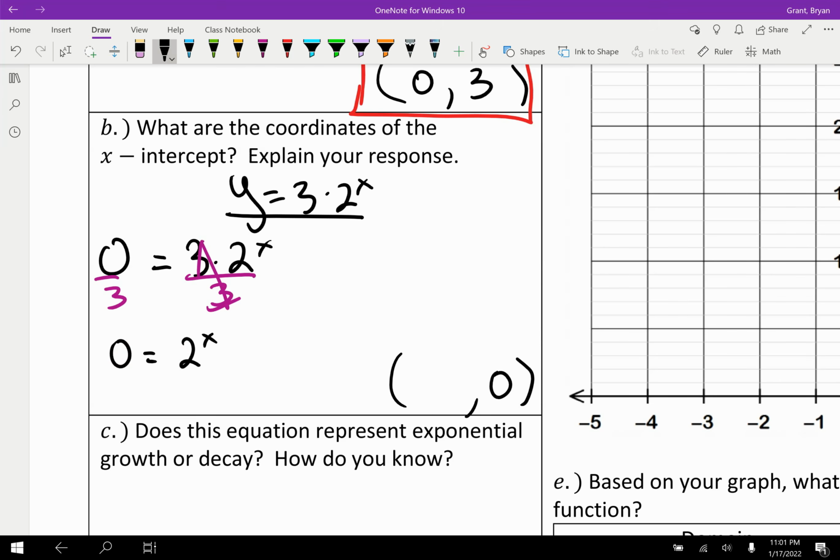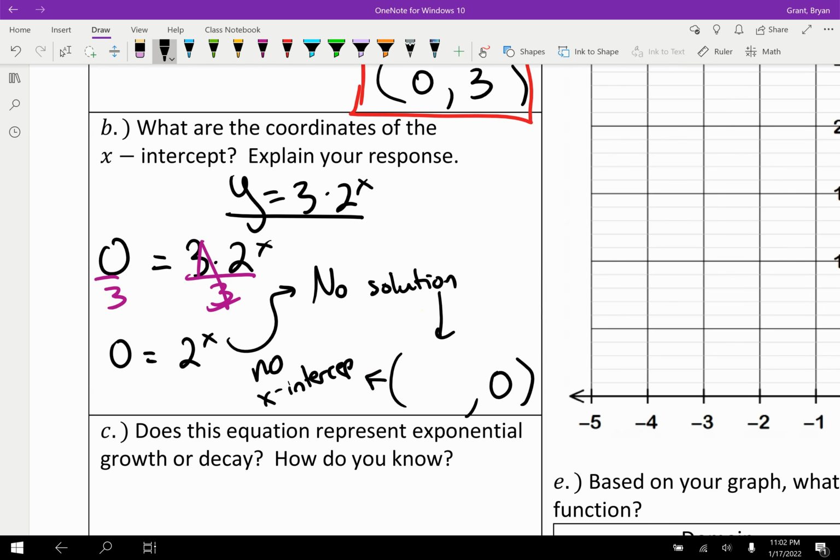And that's a bit of a head scratcher, because 2 to positive powers keep 2 positive. 2 to negative powers turn 2 into a fraction. And 2 to the 0th is 1. In fact, we've discussed this a few times now. There is no solution to this. And if there's no solution, then what do you think that means about the x-intercept? That's right, there is no x-intercept.